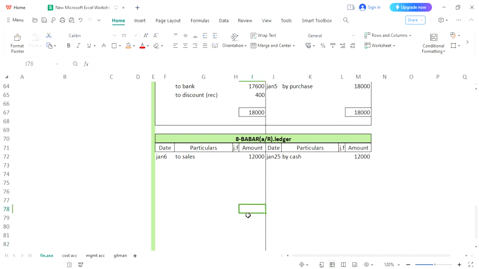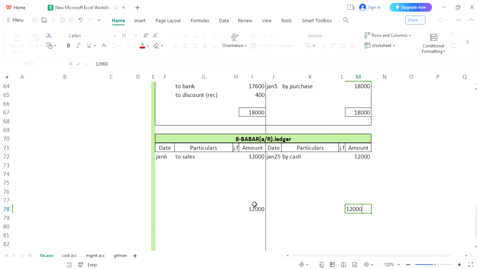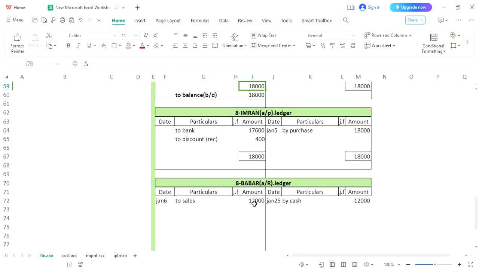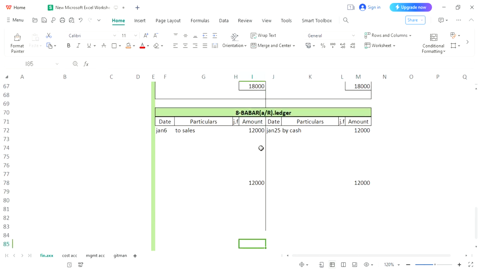Let's have the total of both sides. The total of the debit side is 12,000 as there is only one amount. The total of the credit side is also 12,000 as there is no other amount present. Similarly, what we did with the previous ledger of Imran, we are doing the same over here. As the totals of both sides are equal, you will write the total on the debit side and the same total on the credit side as well.